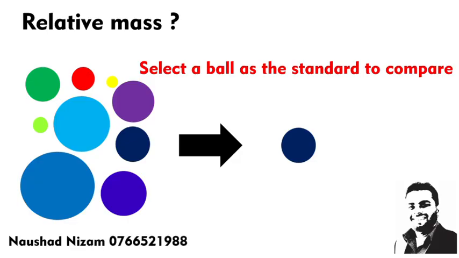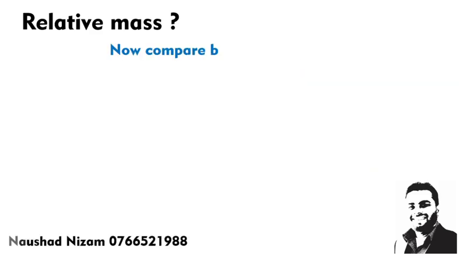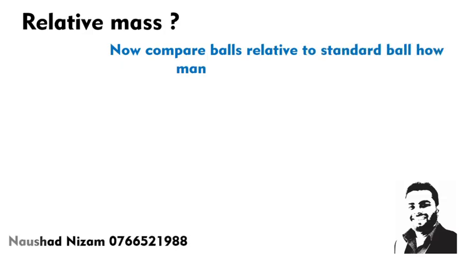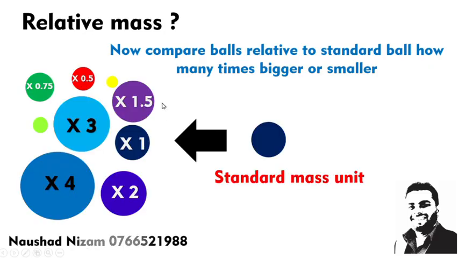As you can see, I select the blue ball as the standard mass unit. Now I'm going to compare the other balls relative to the standard ball which I selected. How many times are the other balls bigger or smaller? Now you see we can get an idea here. For the balls of different colors, the number of times they are bigger or smaller can be observed, so you can approximately get an idea of their mass.